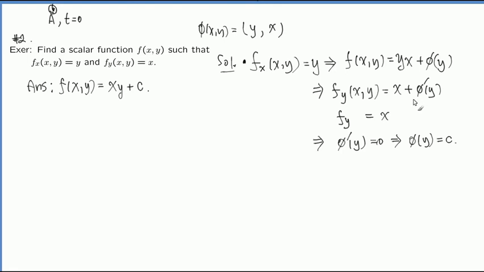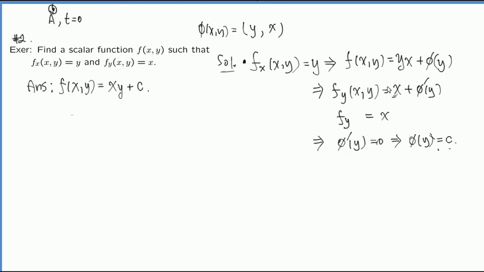Good? Yeah, so that expression must agree with this one here, right? So that's x. If you set these two things equal to each other, you conclude that phi prime of y is 0. What kind of one variable function whose derivative is 0 must be a constant function, right? That's calc 1. So you can write it in general like this.